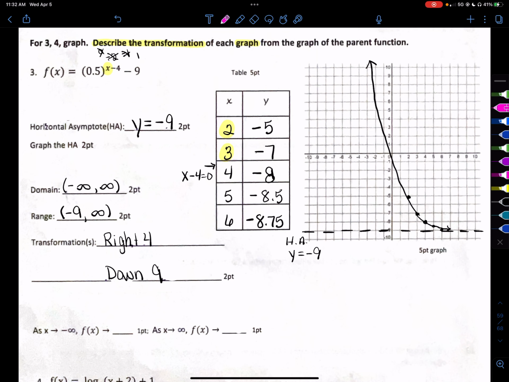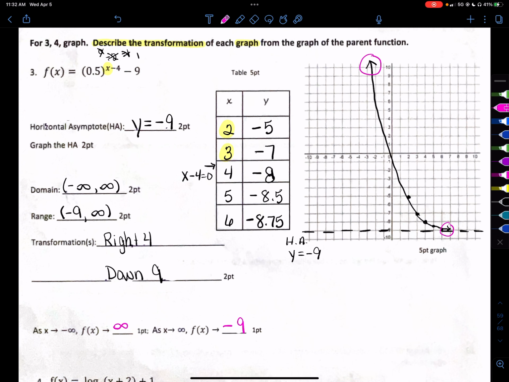All right, end behavior. As x is going to the left, towards negative infinity, it is also going up to positive infinity. On the right end, as it is going to positive infinity on the x-axis, it is going down, but it is only going down to negative 9.